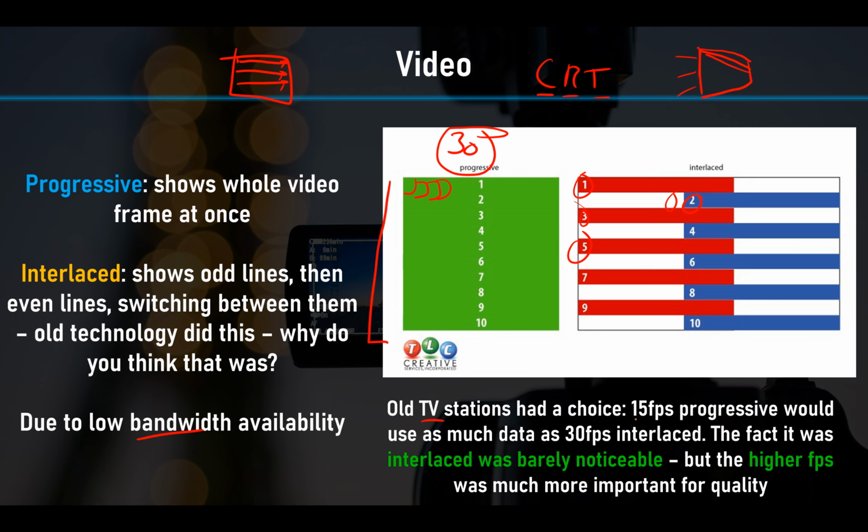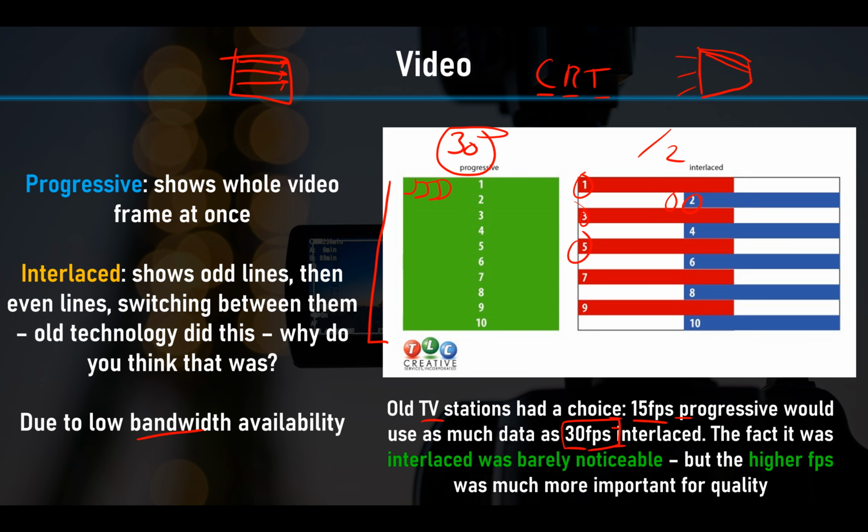Now, with this amount of data they were granted, and to be honest, this data rate was probably limited by the hardware. So with this data rate, either they could use 15 FPS progressive, or they could use 30 FPS interlaced. And of course, they're going to use the same amount of data, because progressive is sending the whole frame, while interlaced is only sending half the frame. Therefore, we could have twice as high an FPS, since we're only sending half as much data each frame.